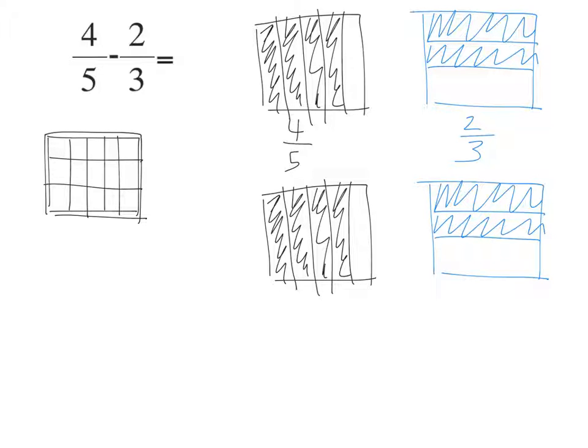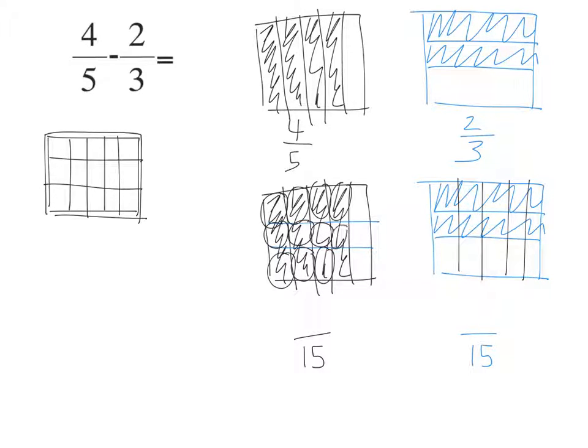Now, if I aim for those 15 total squares, I can do that by drawing those 2 lines there and dividing this one like so. Now, as we mentioned, how many total sections do we have in each model? 15. Does that mean 15 should be my numerator or denominator? Denominator. So 4/5 is equivalent to how many fifteenths? Well, I can count them. 1, 2, 3, 4, 5, 6, 7, 8, 9, 10, 11, 12. And then 2/3 is equivalent to how many fifteenths? Let's count them. 1, 2, 3, 4, 5, 6, 7, 8, 9, 10.